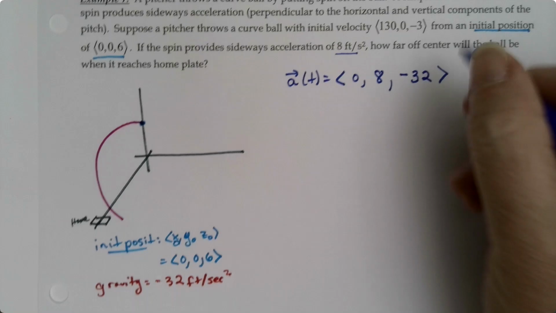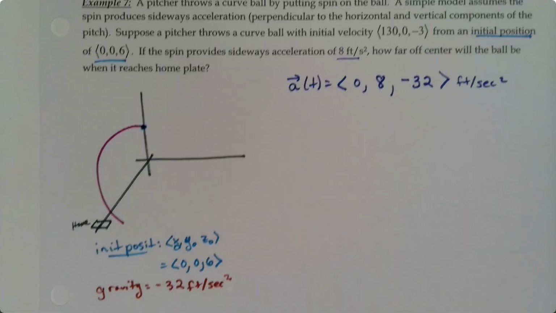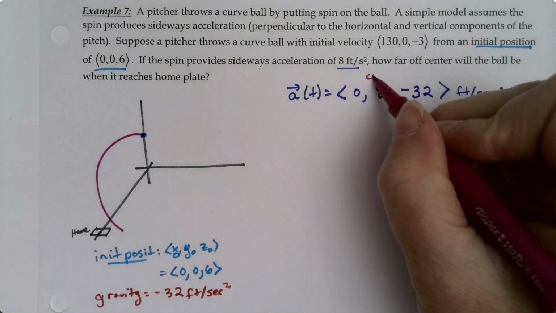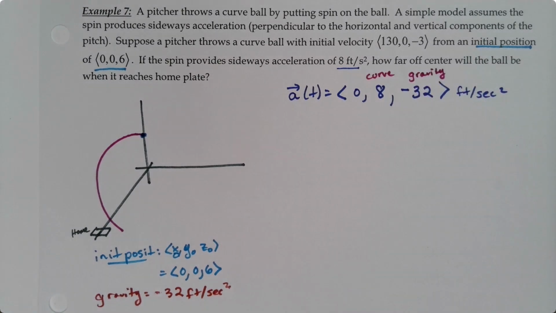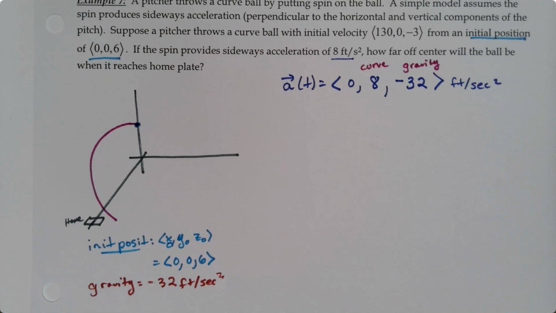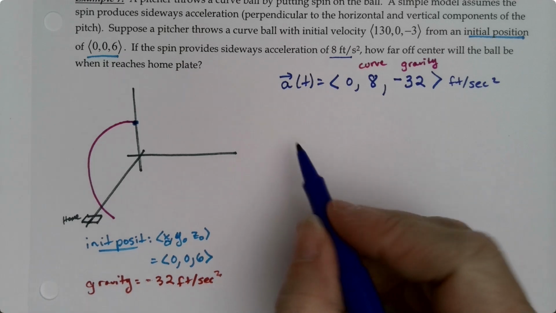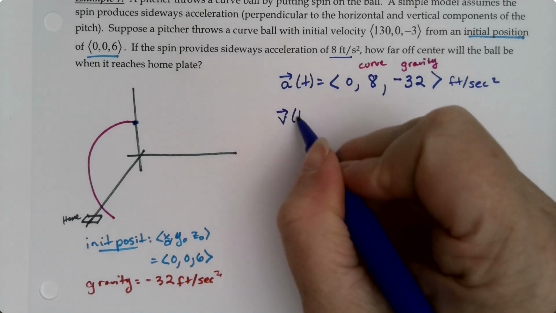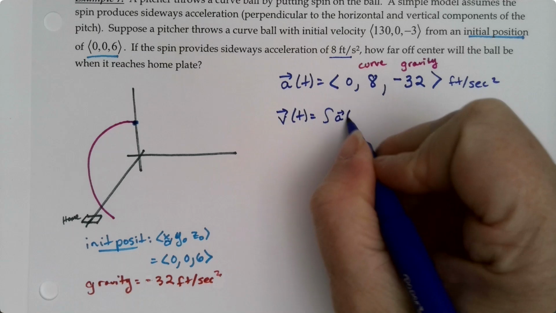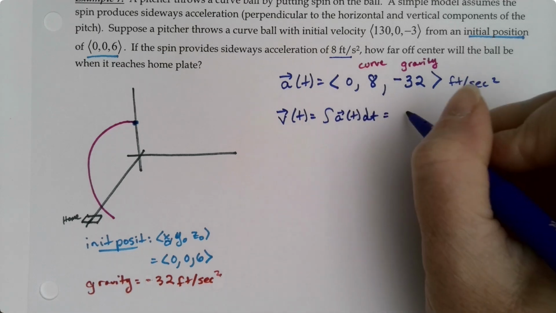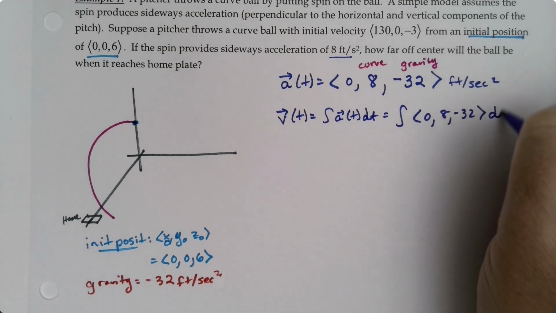Now keep in mind this would be feet per second squared. This is because of the curve, and this is because of gravity. All right, then what about velocity? Velocity would be the integral of acceleration with respect to time. So that's the integral of 0, 8, negative 32 with respect to time.